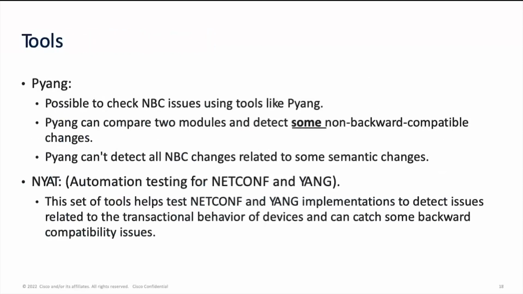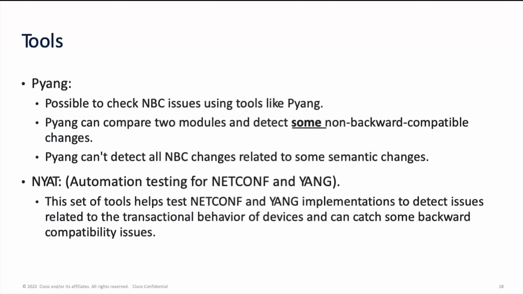Okay, tools. Let's talk about what tools you have in hand in order to test. We have the pyang tool. It is an open source Python-based tool. It is possible to check for non-backward compatible issues using the tool. pyang can compare two modules and detect some non-backward compatible changes. There is an option for that. pyang cannot detect all non-backward compatible changes related to some semantic changes. So there might be some things that it cannot detect, so it's best to rely on other tools to do that.